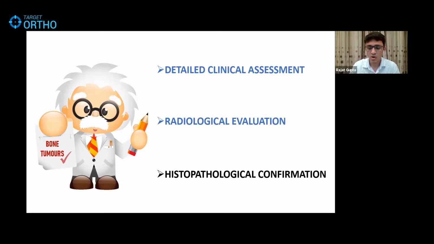All these three things have to match. Even if your X-ray looks like a benign lesion but the pathologist says it's a malignancy, or vice versa, things should match with each other. Otherwise, we will not reach a correct diagnosis. For example, in a patient with myositis ossificans, unless you give the history to the pathologist, he will report it as osteosarcoma. So clinical and radiology findings should match with the pathology.